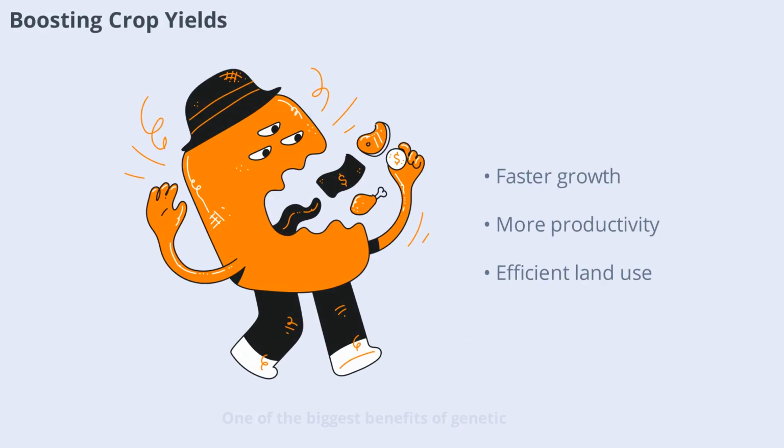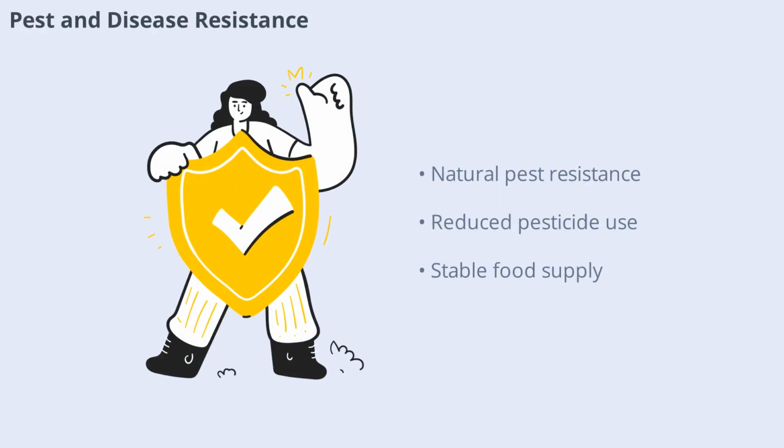One of the biggest benefits of genetic engineering is the ability to boost crop yields. By introducing genes that promote faster growth or greater productivity, scientists have developed crops that produce more food per acre. This is especially important in regions where land and resources are limited. Higher yields mean more food can be grown on the same amount of land, helping to feed more people and reduce hunger worldwide.